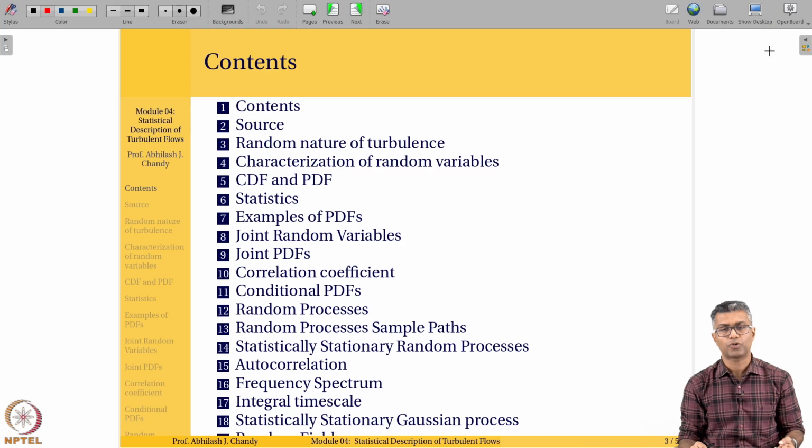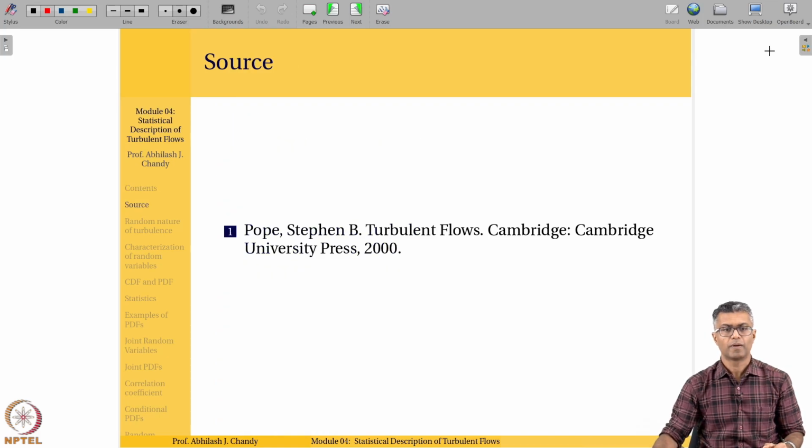We'll discuss correlation coefficients, conditional PDFs. We'll have some discussions on random processes. We'll describe random process sample paths. Statistically stationary random process, we'll see what that is. Autocorrelation functions, frequency spectrum, integral timescale, statistically stationary Gaussian process, and so on. So we'll look at some of these things in this module. This is the source. We are using a lot of content from Pope's book.